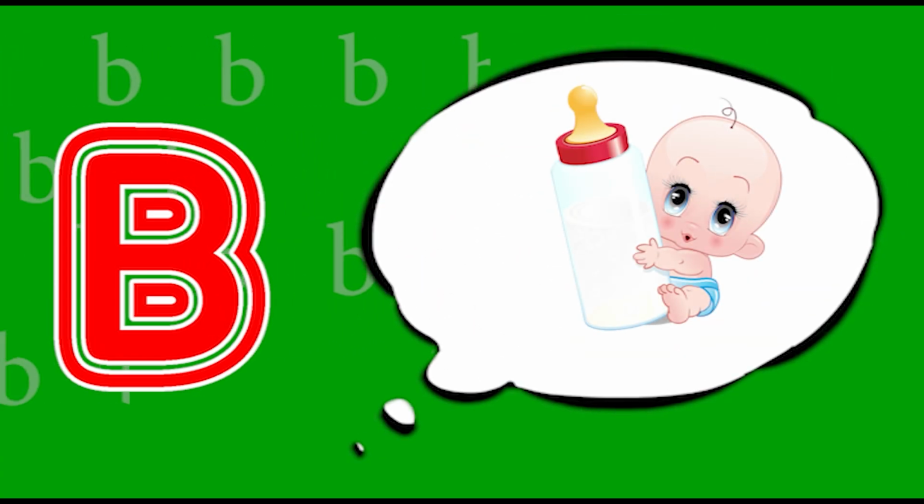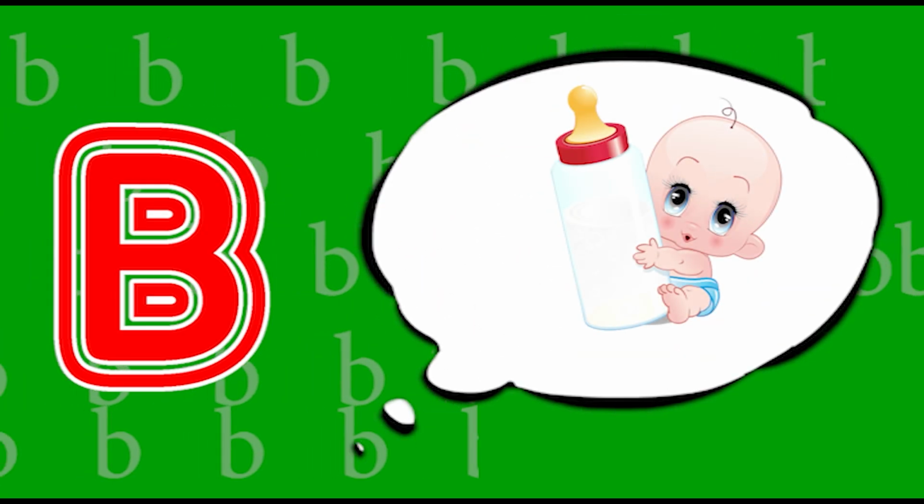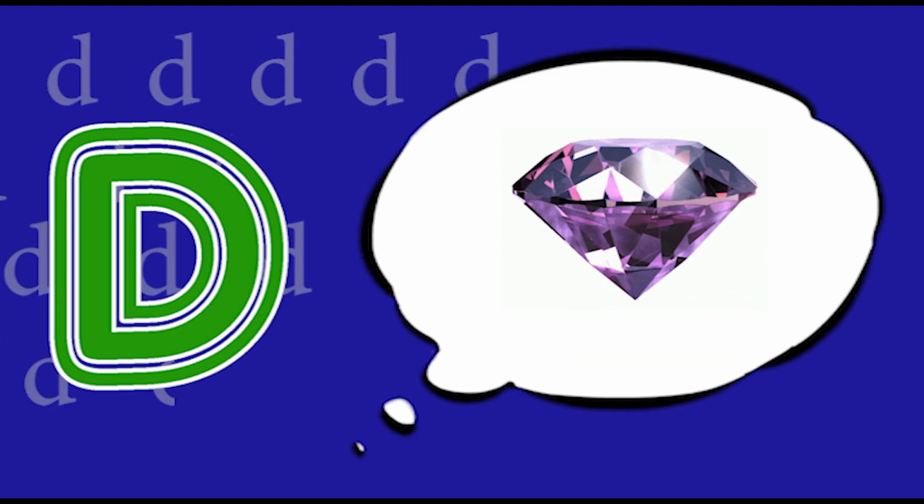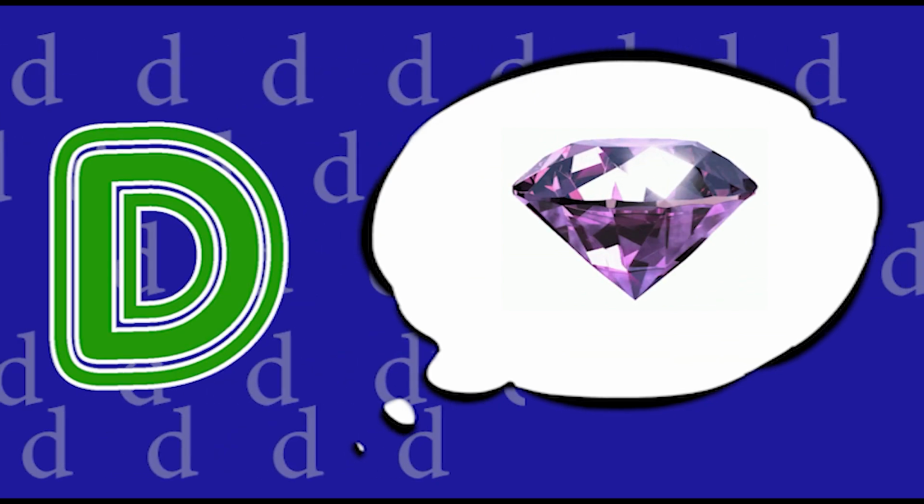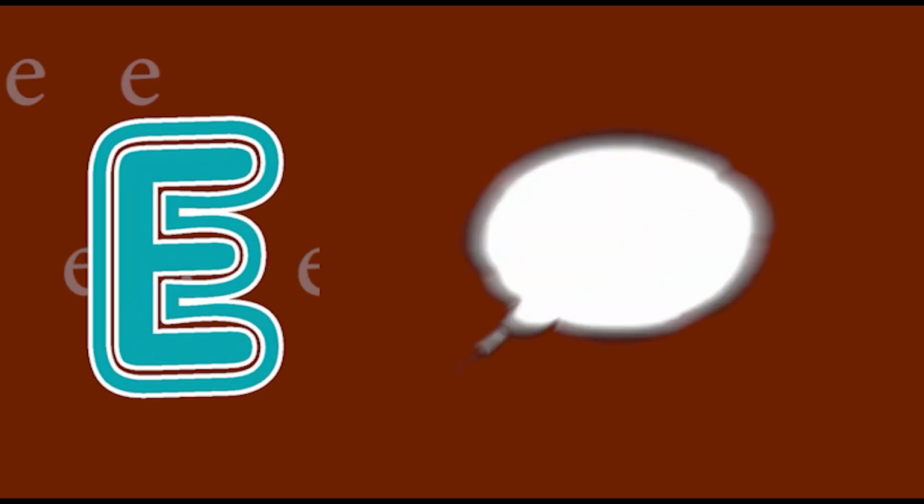B is for baby, b b baby. C is for candy, c c candy. D is for diamond, d d diamond. E is for elephant.